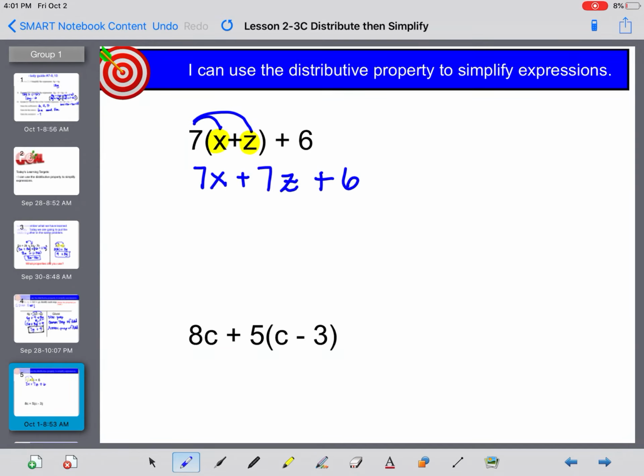Then I combine any like terms. I don't have any like terms, so that is my answer. This is the first time we've seen an answer that has 3 terms, but it's okay. It's okay to leave it that way.